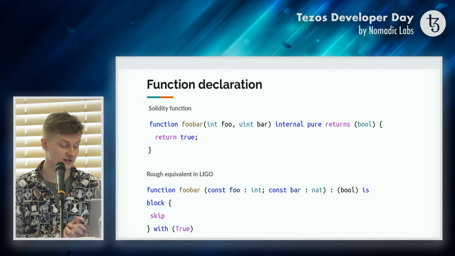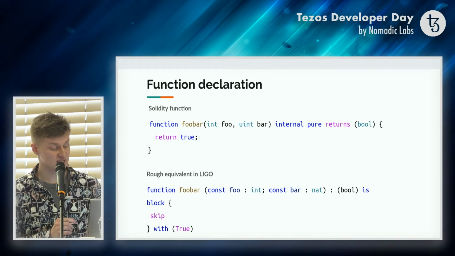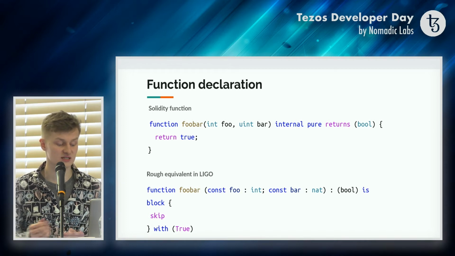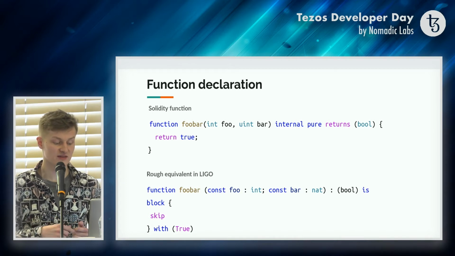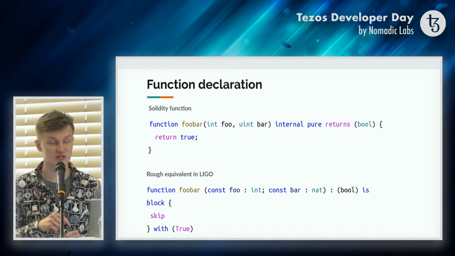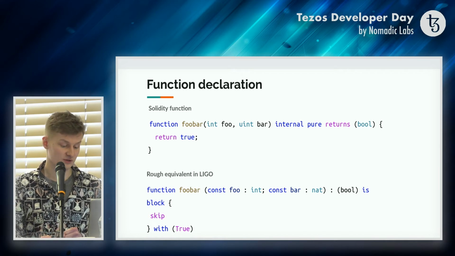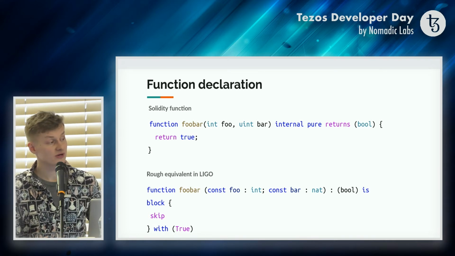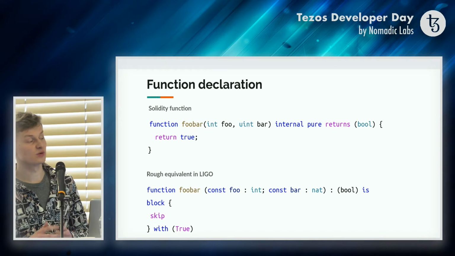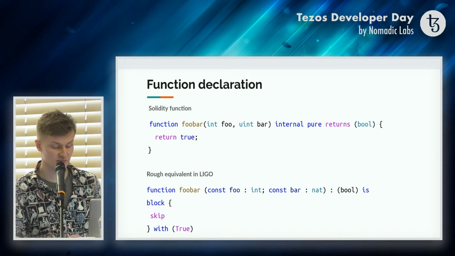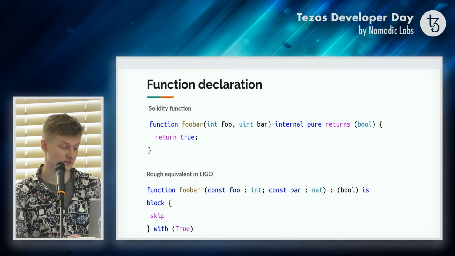But in LIGO, we have the same keyword function for bar, but then we declare our arguments as const name and then type after colon, and separate arguments by semicolon. And return type is also written after colon. And you will have then a block of your code, and with is the keyword to show what you want to return from this function. And as you can see, True is also written with an uppercase letter.